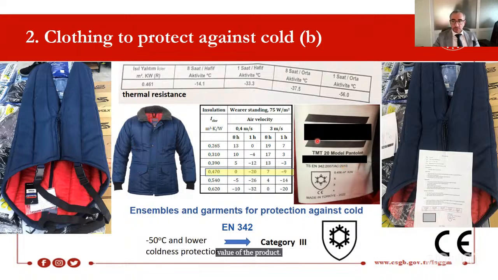We can have a look at the table from the standard right here to see the product's air velocity. Since the thermal resistance is 0.461, it should be near here. So the air velocity should be 0.4 meter per second and 3 meter per second, changing according to the working hours.